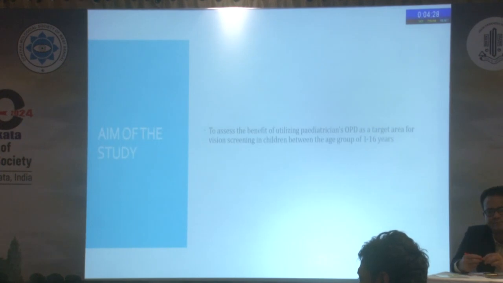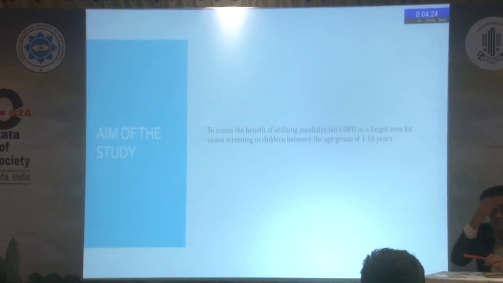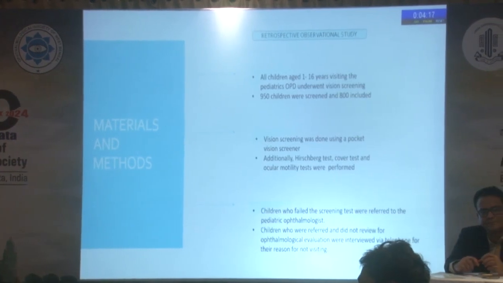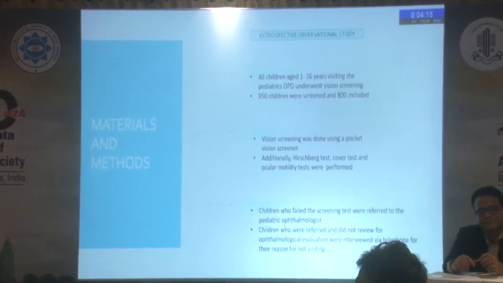The aim of our study was to assess the benefit of utilizing pediatric OPD as a target area for screening in children. All children from the age of 1 to 16 years who visited the pediatrician's OPD underwent the screening. A pocket vision screener was utilized and other additional tests were also performed. Children who had failed the screening tests were referred to the ophthalmologist, and more than half of the children did not review with the ophthalmologist. So they were interviewed via telephone to analyze the reasons.